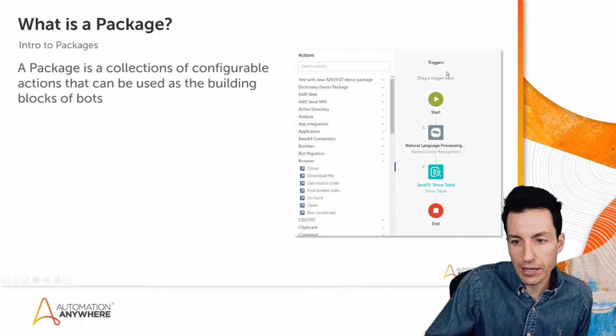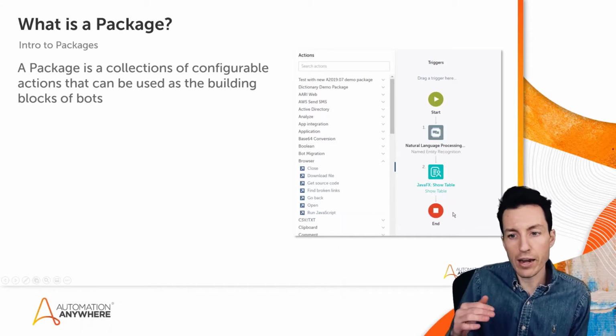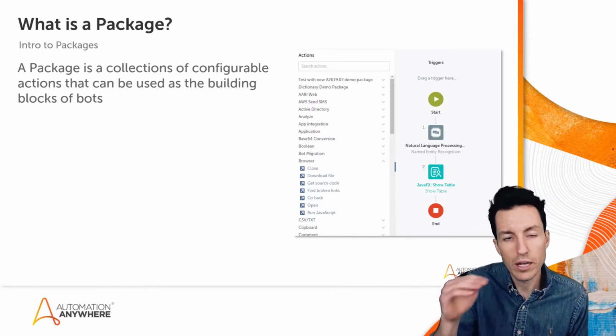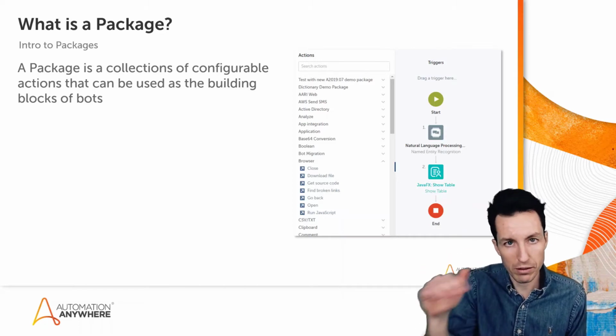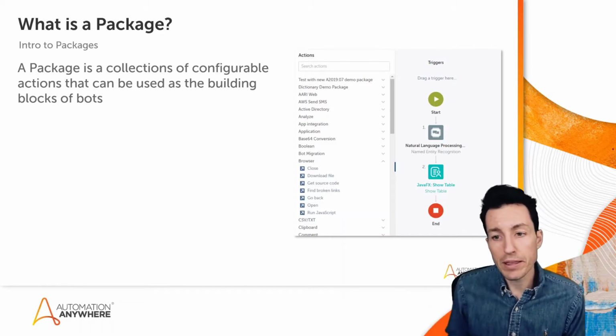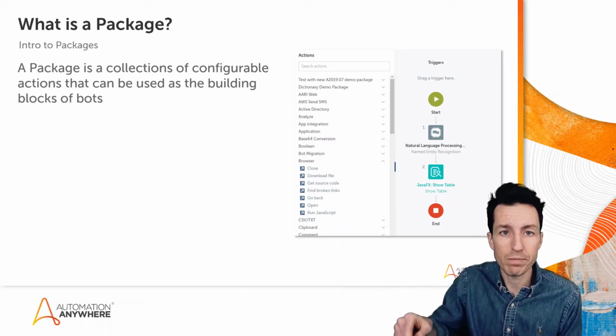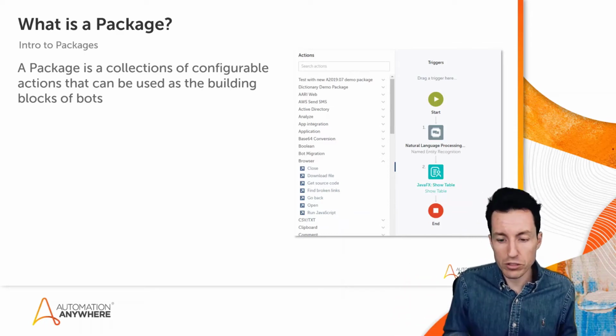On the right-hand side of this little window, you can see we've got a bot that's started to be built in flow view, but it could be in flow view or it could be in a list view. But that shows us the specific use of those actions within our bot. Okay, so that's where the packages come into play.